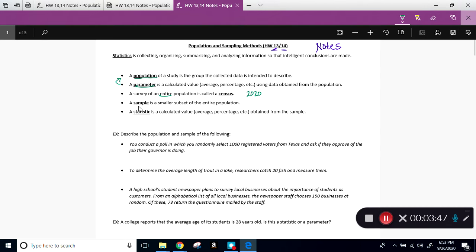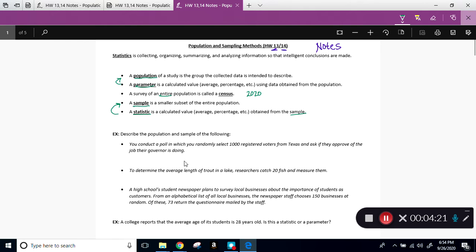Okay, a sample is a smaller subset of the entire population. So it's just a subset of it. And a statistic is a calculated value obtained from the sample. So a parameter is an average or percentage or something obtained from the population, whereas a statistic is obtained from the sample. So parameter and population both start with a P, and statistic and sample both start with an S, so maybe that'll help you remember which one goes with what.